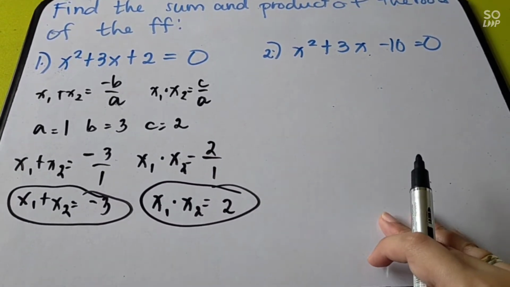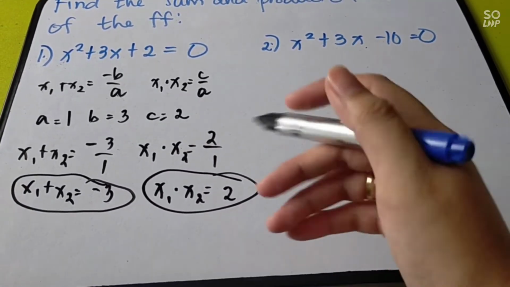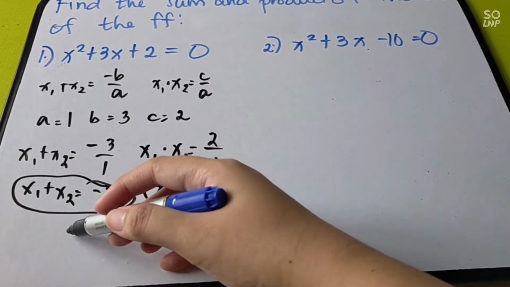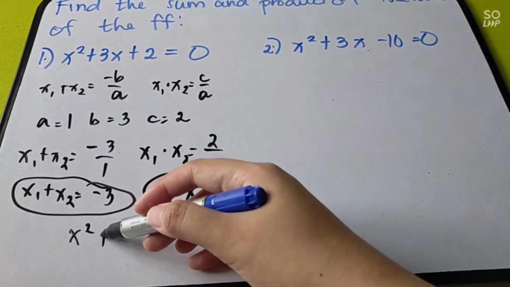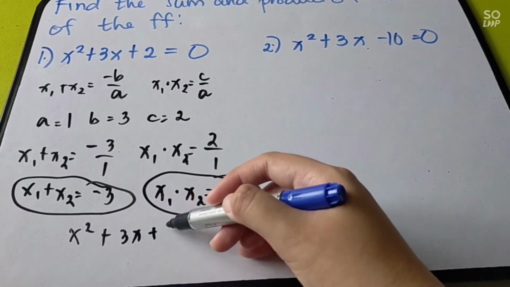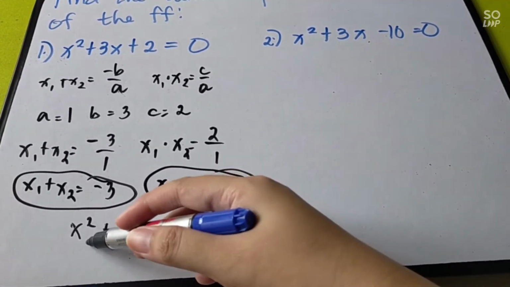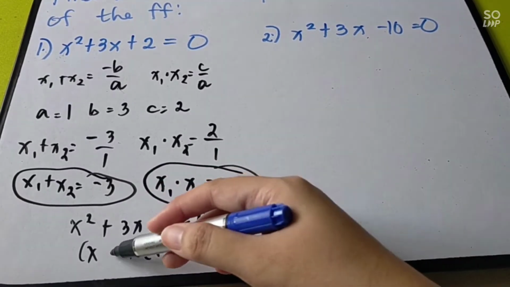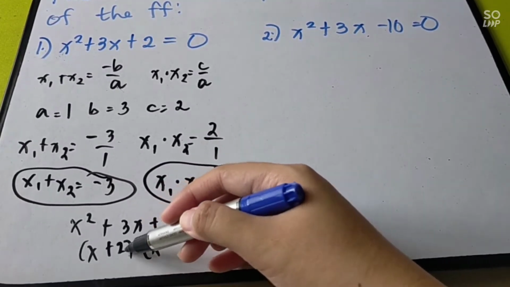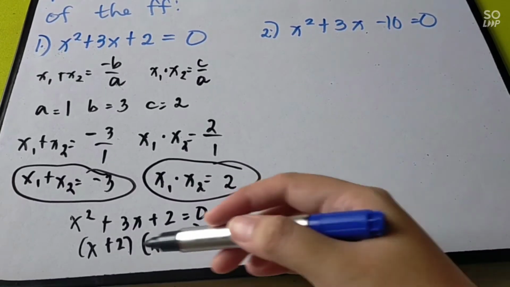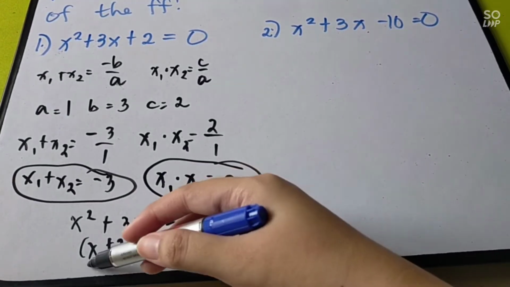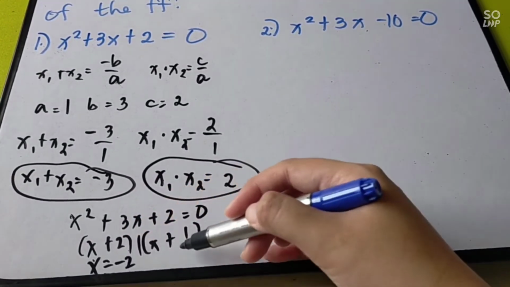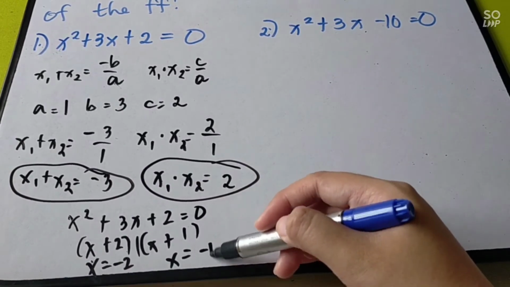Ganun lang kasimple. Ma'am, paano pag nakalimutan ko yung formula, pwede po ba ganito? Pwede ganito. Halimbawa, nakalimutan yung formula. So, pwede kang solve for x muna. So, how to solve for x? Factoring. So, you have here x and x. Factors of 2, pag inadd mo ay 3. Plus 2, tsaka plus 1. Yan yun. So, solve for x. So, we have x is equal to negative 2, x is equal to negative 1.